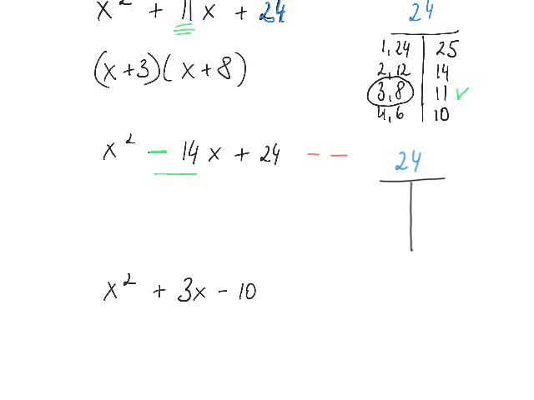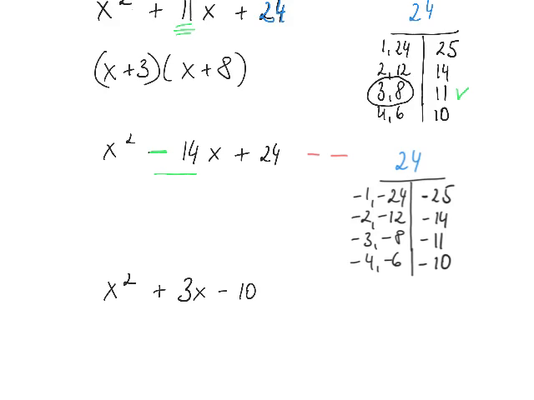So again, we start: minus 1 and minus 24, minus 2 and minus 12, minus 3 and minus 8, and minus 4 and minus 6. All these numbers, if you multiply them by each other, you get 24. So we add them then. Minus 1 minus 24 gives me minus 25. Minus 2 minus 12 is minus 14. Minus 3 minus 8 is minus 11. Minus 4 minus 6 is minus 10.